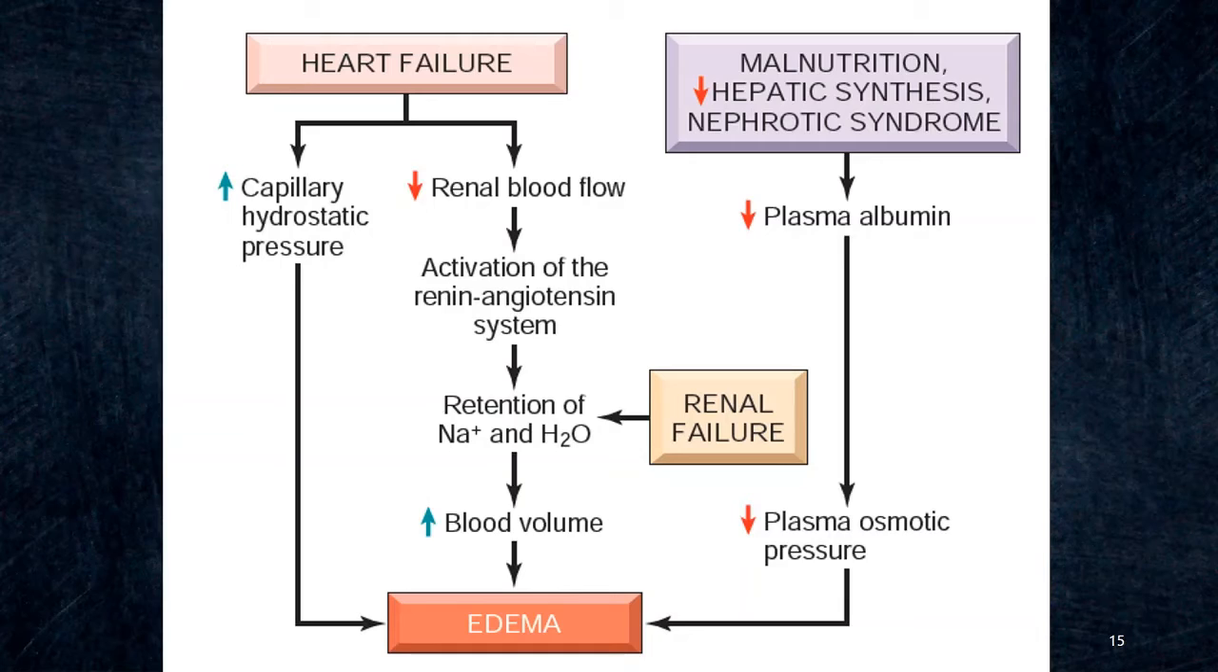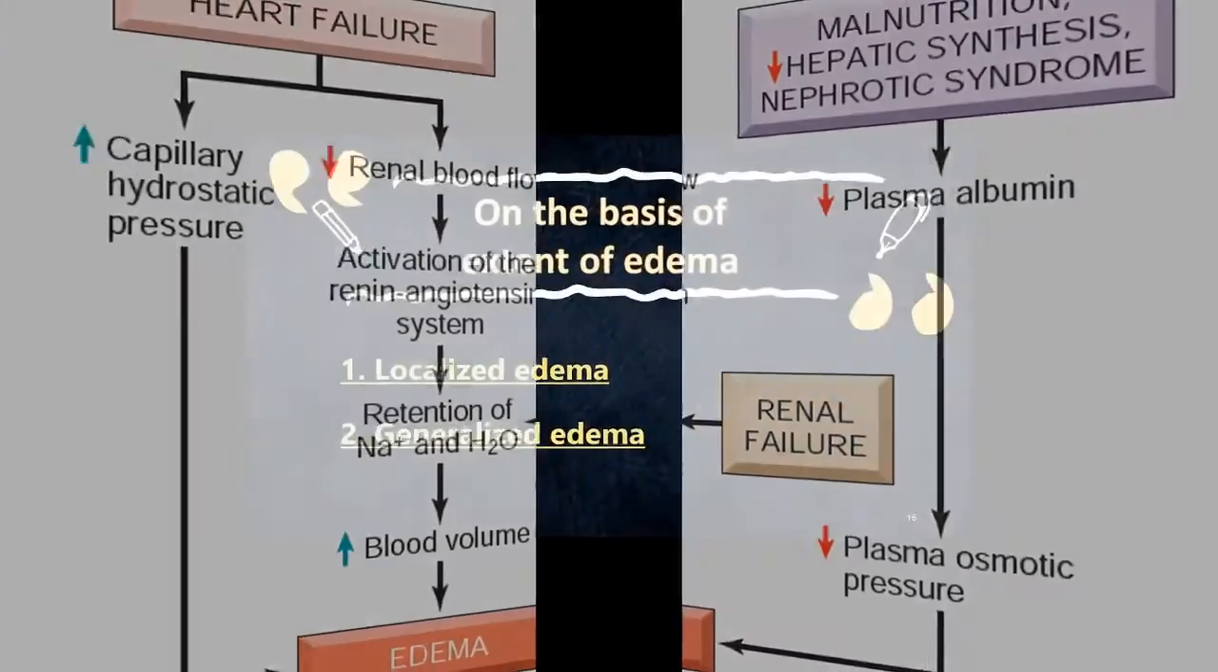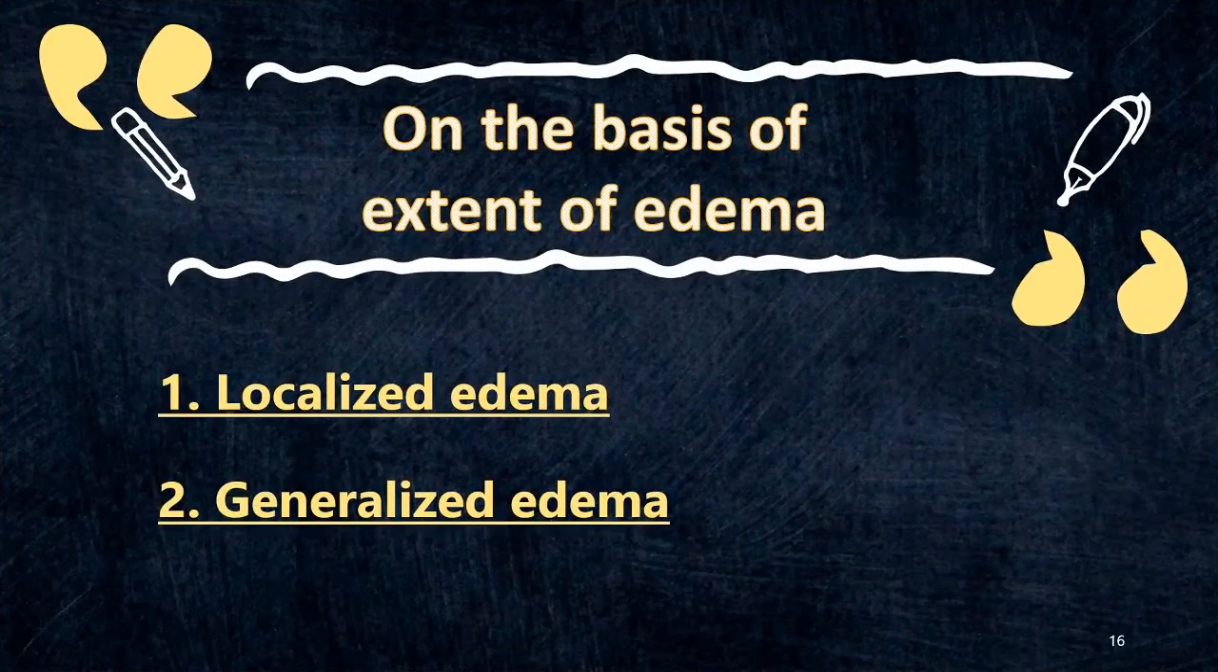Another, we can see in malnutrition or nephrotic syndrome, or if some kinds of reason causes hepatic synthesis of albumin reduction, okay, or in protein or plasma protein reduction, then what will happen? Plasma albumin is reduced, so the plasma osmotic pressure is reduced, then finally edema occurs. Okay. So these are the pathophysiologic categories of edema.